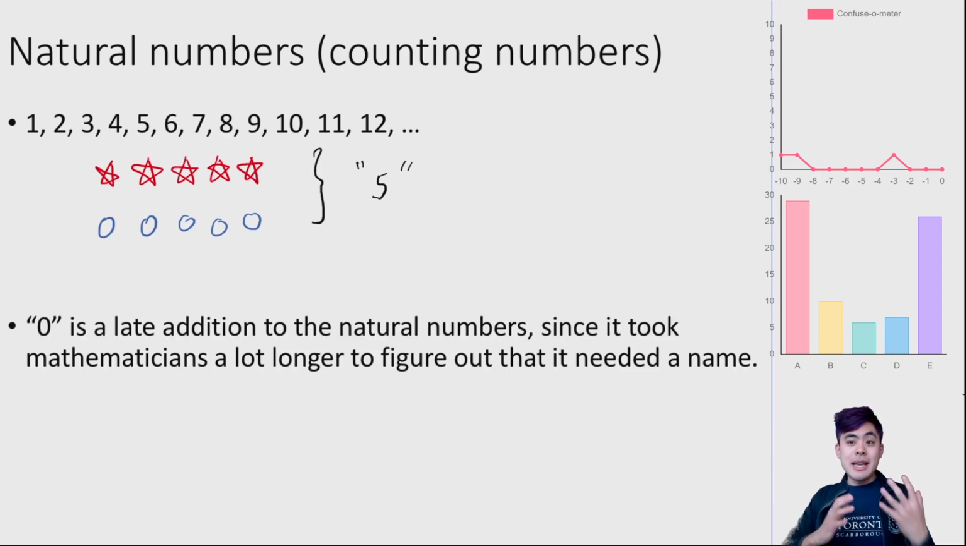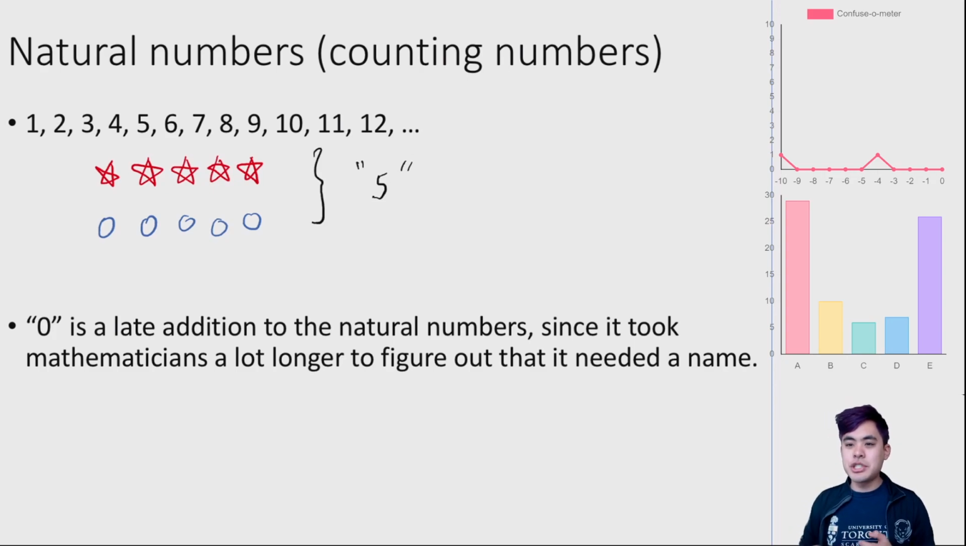Note that 0 is a late addition to the natural numbers, since it took mathematicians a lot longer to figure out that it needed a name. So if you start thinking about natural numbers just coming from groups of objects, so I have a collection of 5 stars here, a collection of 5 circles here, can you have a collection of 0 stars? Well, now that we've given it a name, we can say yes, that means you have no stars. But it isn't quite as intuitive because it's not quite the same kind of thing.